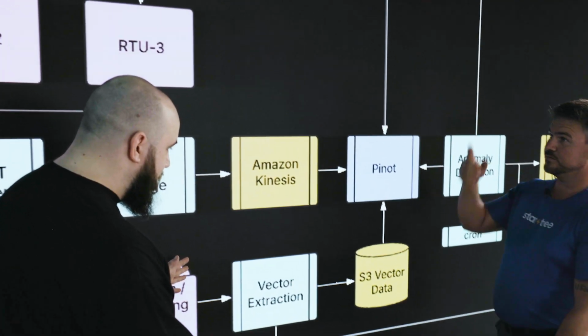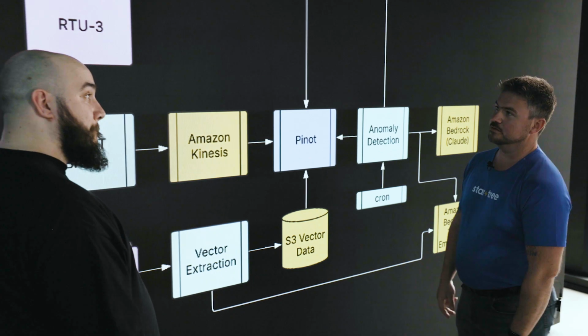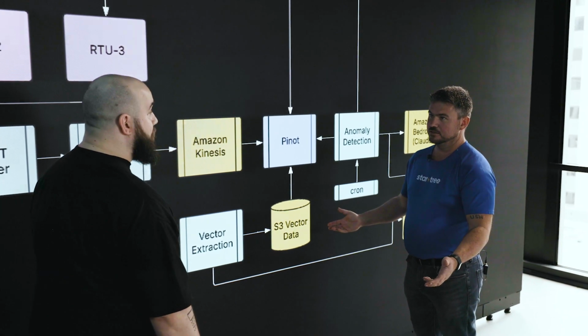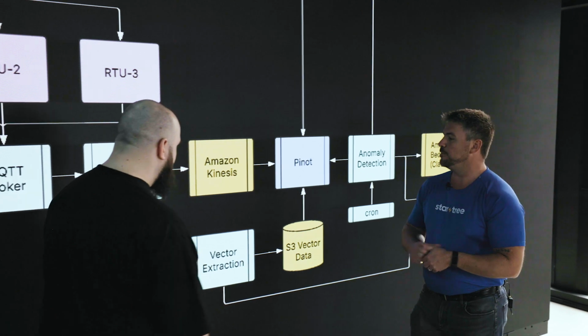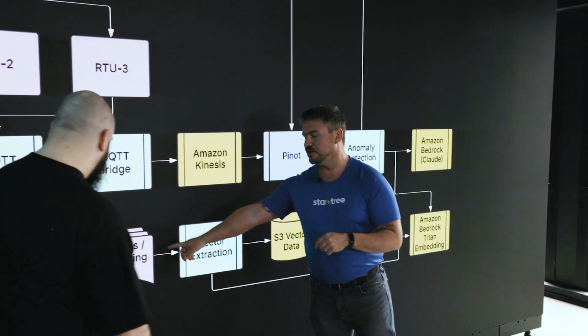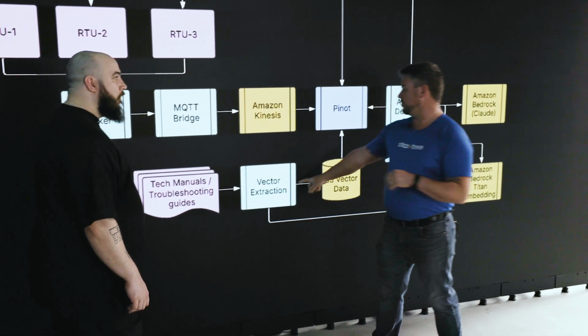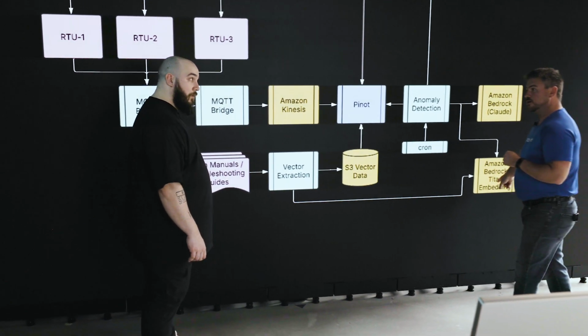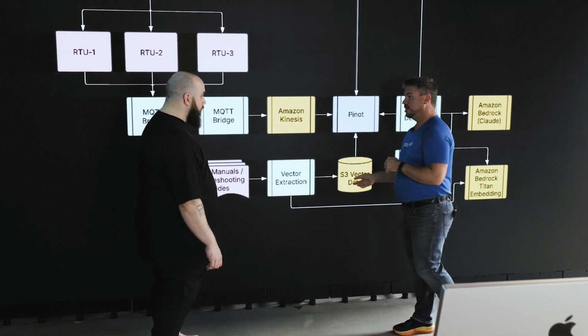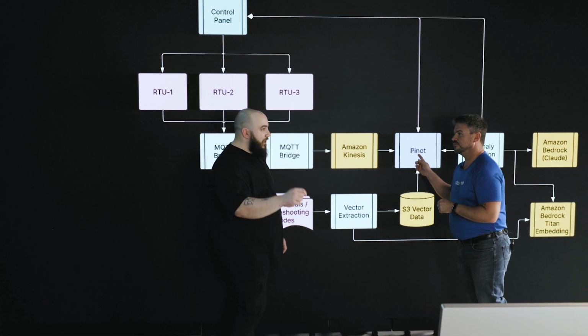Yeah. So have you ever worked on a rooftop unit? I have not. So you don't know how to fix one? I don't know. Okay. So what I can do is teach you how to work on one. I've gone and grabbed a tech manual, a troubleshooting guide, and I broke it up into a whole bunch of pieces and used Titan to create some vector embeddings and put those in Pinot. Let's see that in action.